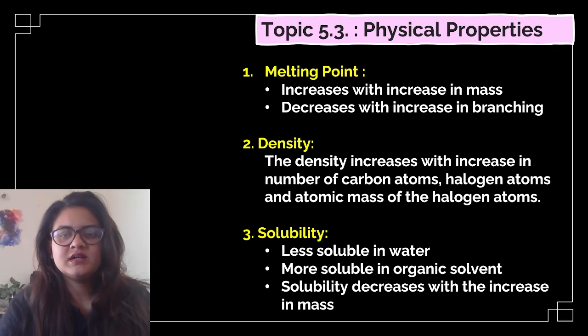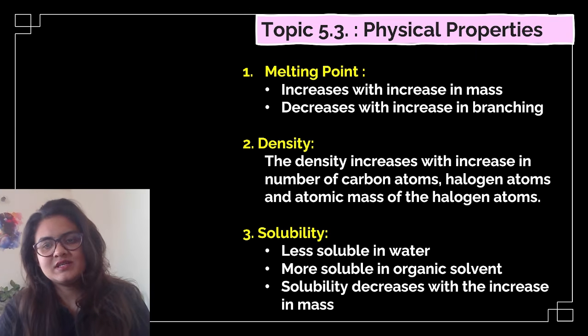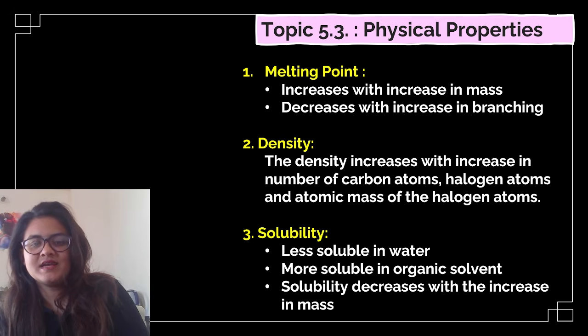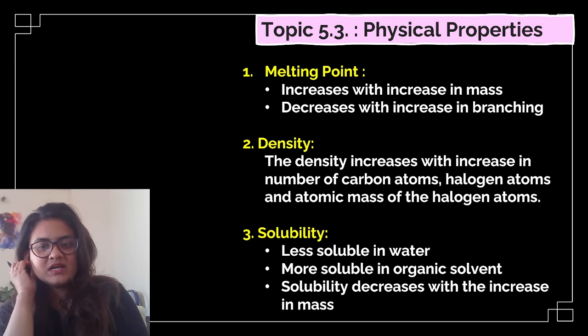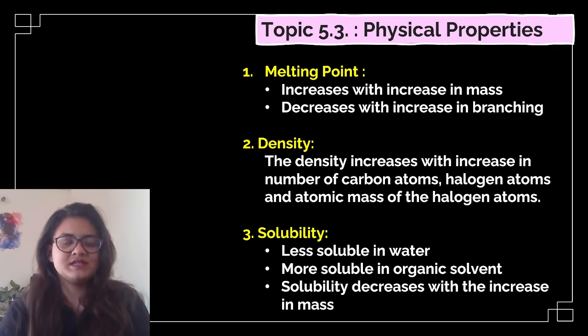Let's proceed further. Here you can see the physical properties. Melting point increases with the mass and decreases with the branching, because the surface area itself decreases, right? Now density increases with the increase in number of carbon atoms and halogen atoms. Solubility: definitely less soluble in water and more soluble in organic solvents. Solubility decreases with increase in mass because hydrophobicity increases, right?